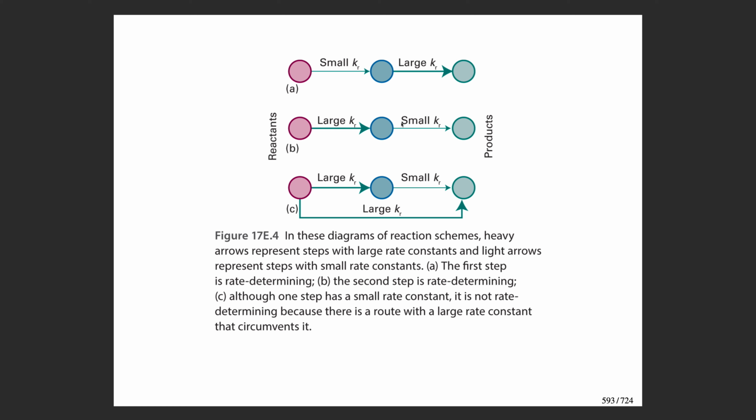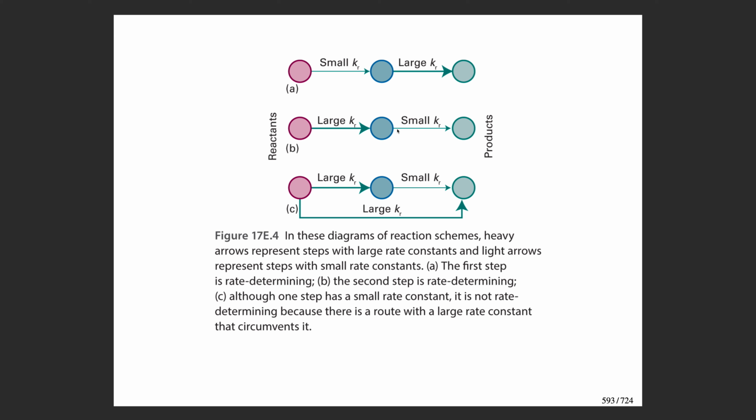In panel B here, it's the reverse. The second step has the small rate constant, and the first step has the large rate constant. Even though this first step would proceed on its own with the high rate, it's the rate determining step, the slow step, that's going to make the overall process slow. So all steps will proceed with the rate of this slow step.